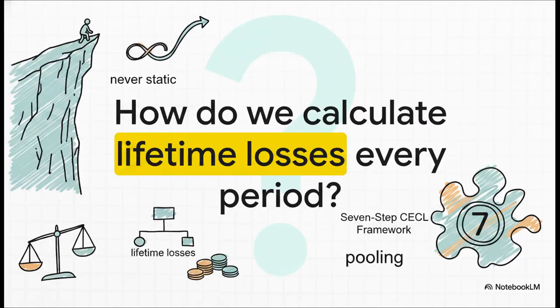Which leaves us with a pretty massive cliffhanger. If this allowance is never optional and it is never static, how exactly do we calculate these lifetime losses every single reporting period without losing our minds? What is the actual structural process for generating that number? Well, that is exactly what we are going to unpack in our next explainer, where we dive into the 7-step CCL framework and the concept of pooling.